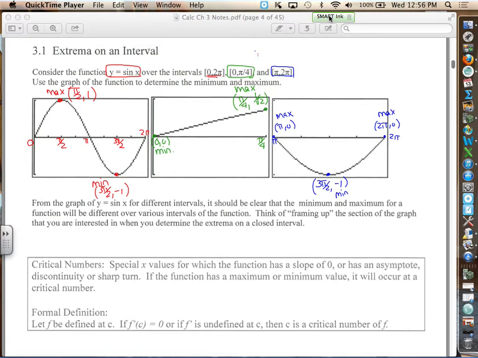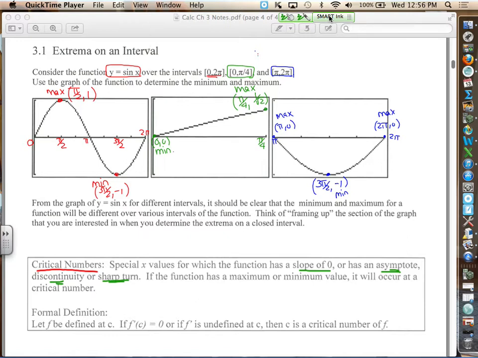These maximums and minimums happen at these things called critical numbers. The way you find critical numbers is we're going to find the places where the tangent line has a slope of 0. So where do you have a horizontal tangent? It also happens if you have any vertical asymptotes or discontinuity points or sharp turns in your graph there. And those are called critical values.